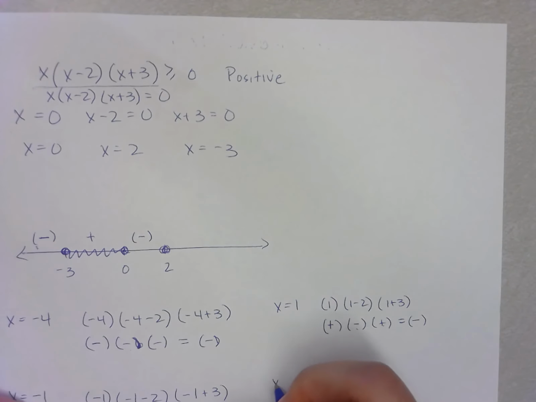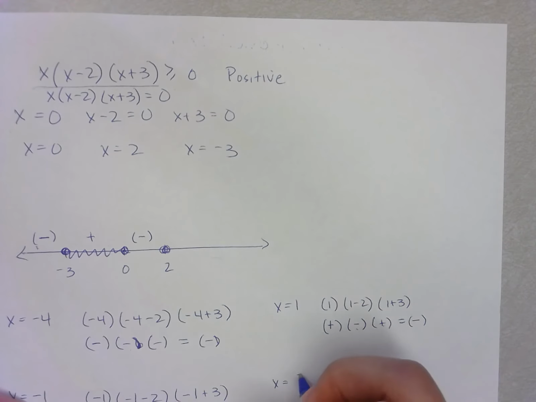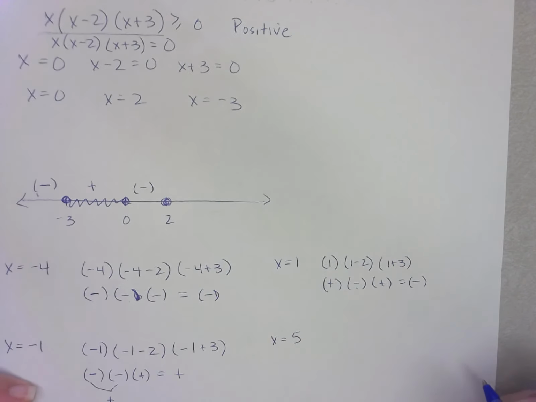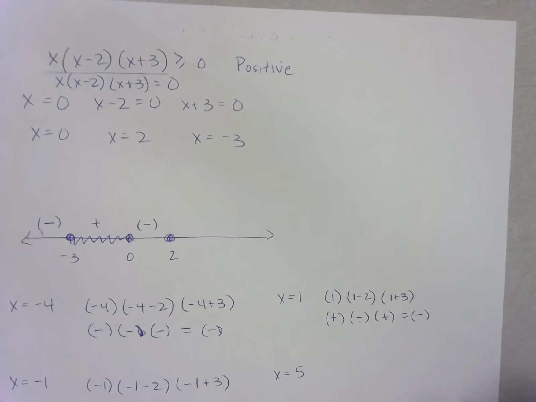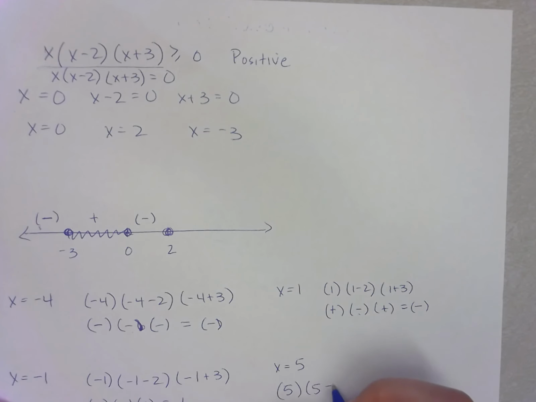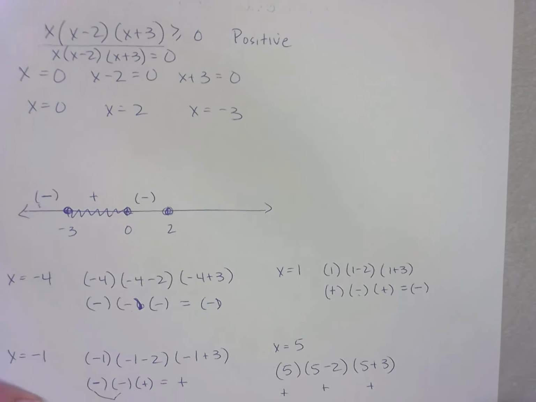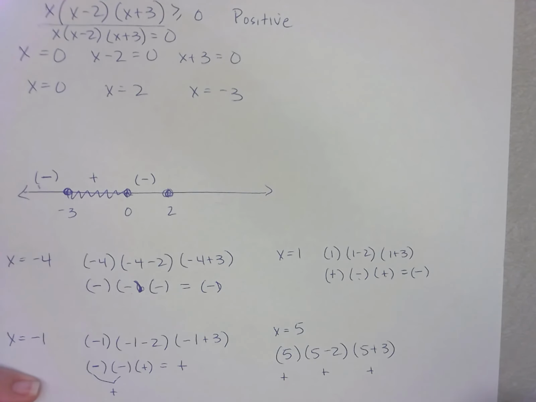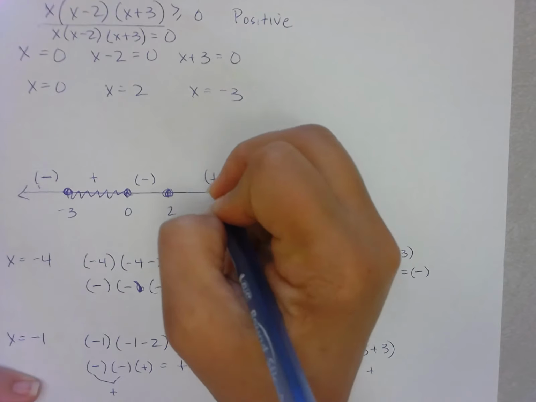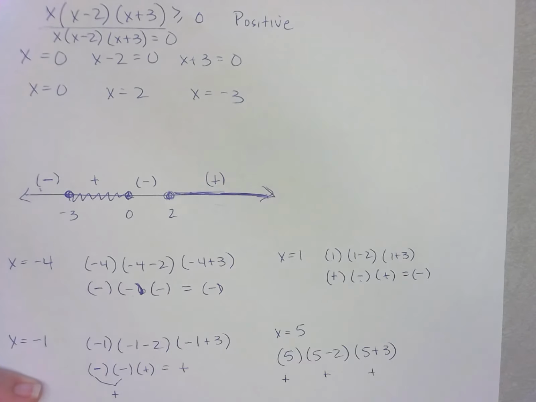All right, so now I just need a number bigger than 2. So last part, I'm going to pick a number in here. I'm just going to use 5. Why not? I could use x as 100 if I wanted to. All right, so now I'm going to put in 5, that's my x, times 5 minus 2, times 5 plus 3. This is positive, this is positive, and this is positive. And when I multiply 3 positive numbers together, I'm going to get a positive value. And so here is my other piece of my solution.